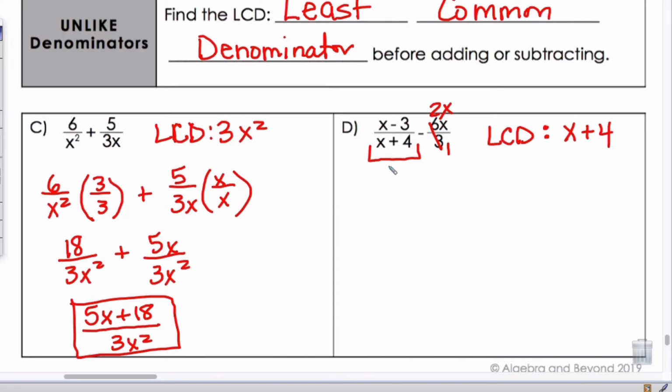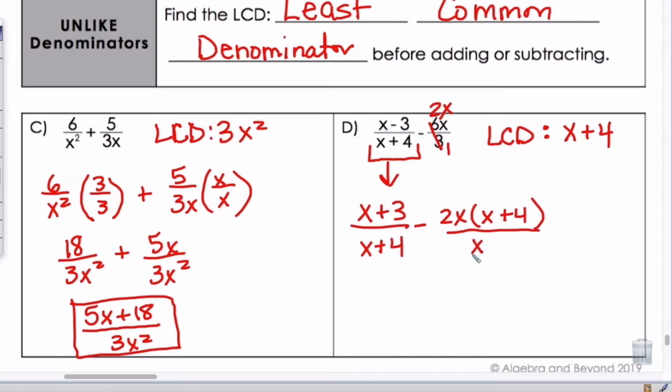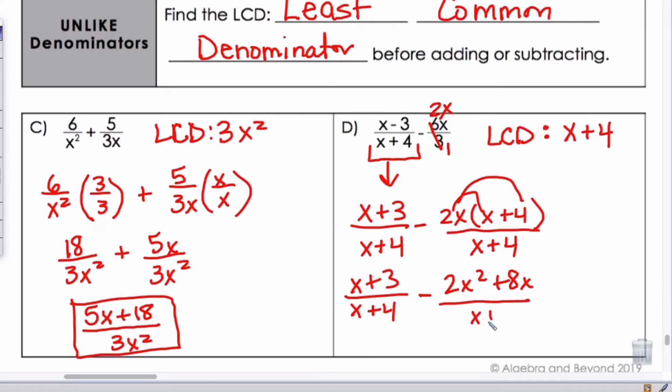So for the first one, I can just leave it as is. It already has the LCD in the denominator. For the second one, I'm going to have to multiply the numerator by x plus 4. So I'm going to have 2x times x plus 4, all over my LCD. Okay, so now I'm going to distribute this to rewrite, and I'll have x plus 3 over x plus 4 minus 2x squared plus 8x over x plus 4.